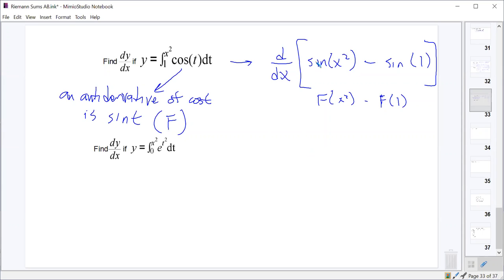So this is a composition of two functions, right? Sine of u with u equal to x squared. So it becomes cosine of this, right? It's cosine of x squared times the derivative of x squared. It's the chain rule, right? 2x cosine x squared.